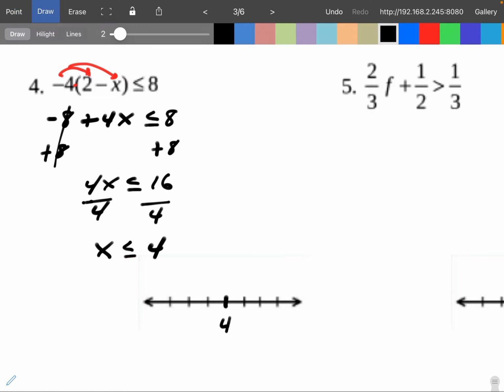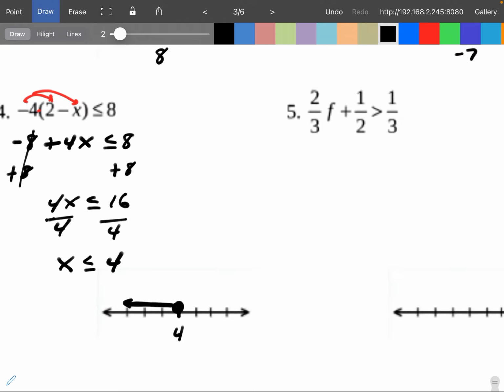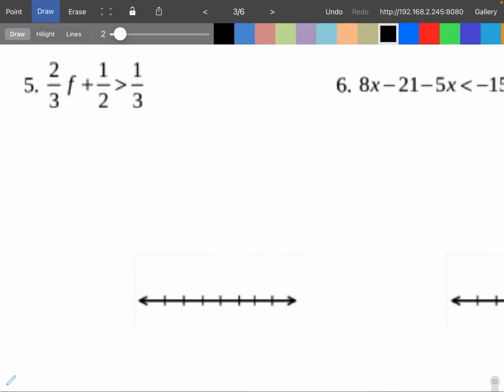And then so then I got to put 4 on my number line. And then is that open or closed? Yeah, it's closed because of that equal to bar right there. So we got a closed circle and shaded which way? Left. All right.